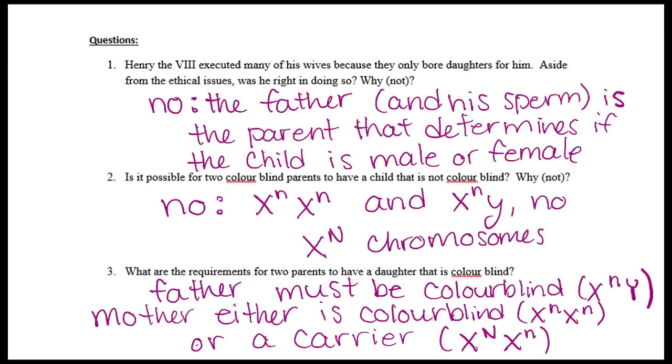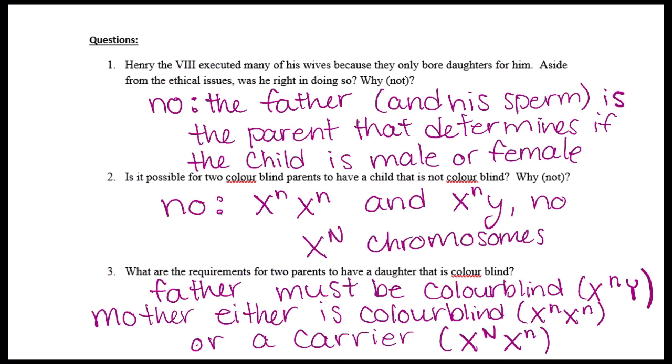Okay, question 1. Henry VIII executed many of his wives because they could only bear daughters for him. Aside from the ethical issues, was he right for doing so? Why or why not? Essentially, this question asks whether it was the wife's fault. No, the father and his sperm is the parent that determines if a child is male or female, because remember, only the male can donate the Y chromosome.